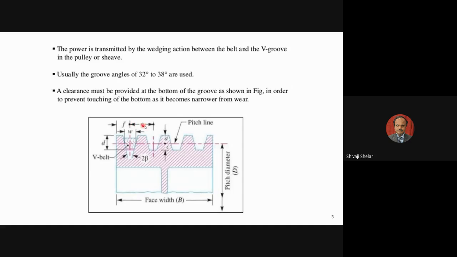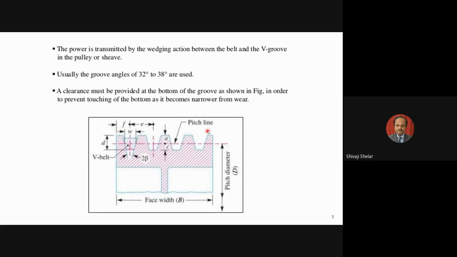Then the distance here, this is the pitch between two grooves, E. This distance is very important, because if you keep this distance shorter, this thickness will become smaller, and there is a normal reaction coming here. This normal reaction may break this surface or cause the bearing failure or the shear failure of this surface. So the E value has to be sufficient.